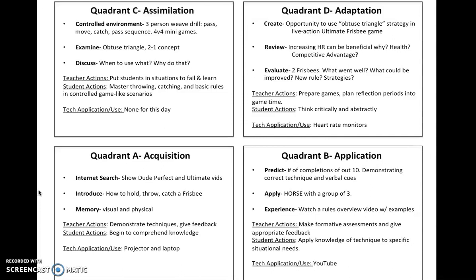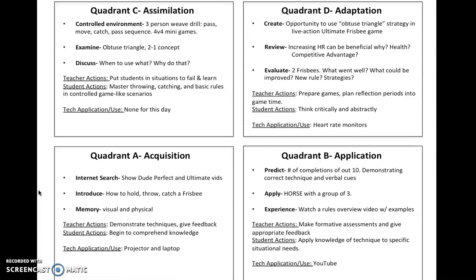Along with that, you would hope that the unit would foster enjoyment for Frisbee and promote a lifelong joy of physical activity. It's a great way to have students learn a skill that they can use after they graduate from school. All right, so let's look at quadrant A, acquisition.